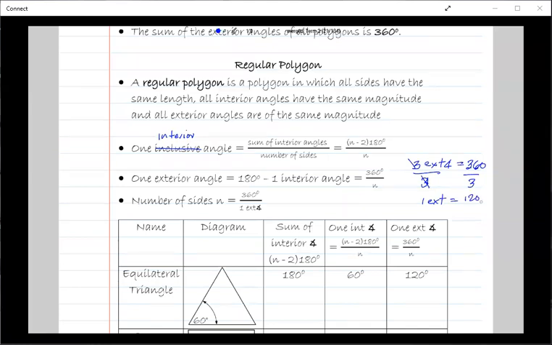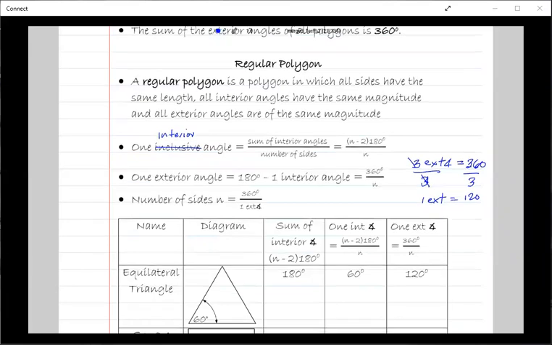120 degrees. A pentagon has 5 exterior angles, and the 5 of them must add up to what? 360 degrees. To find out what is 1, I must divide by what? 5. One exterior angle would be equal to 72 degrees. Yes, sir. So to determine the size of one exterior angle of a regular polygon, it is 360 degrees divided by the number of sides.